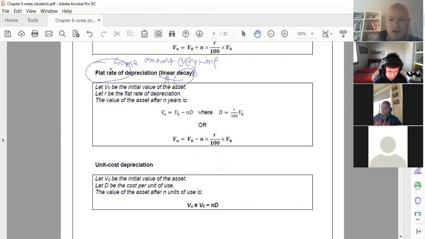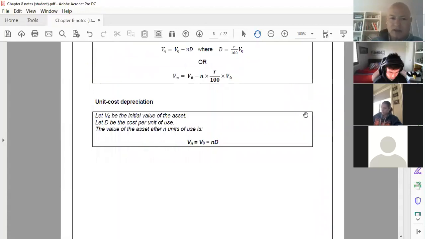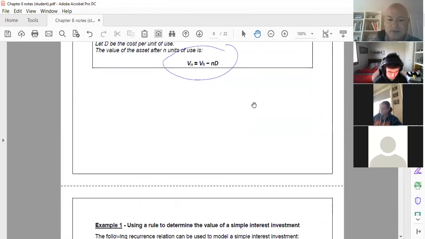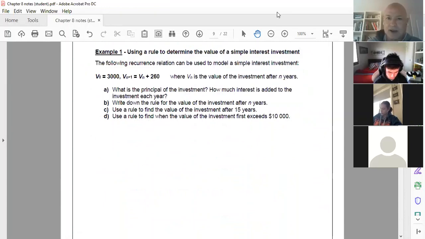Again, we'll do this. We've spoken about unit cost. Okay, I'm going to show you how to do the unit cost. Sometimes the rules are necessary, sometimes they're not. You can think about it getting in your head. Okay, well, let's do example 1.